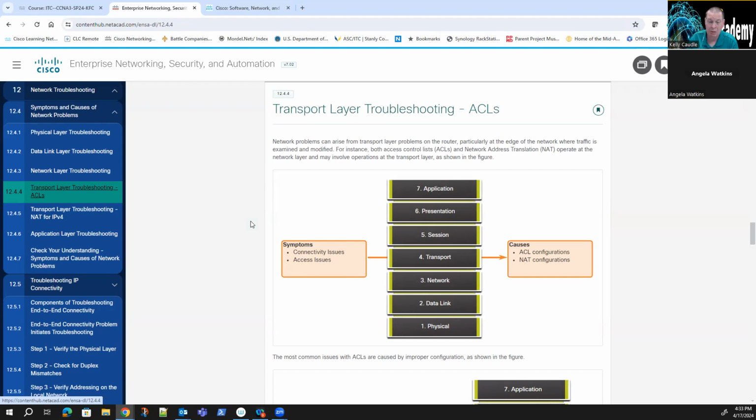It could be someone wrote the ACL incorrectly and they're blocking the port that should be allowed. For instance, they may be allowing web access, but not DNS. And so you can't resolve the DNS, and therefore you can't get to it with a DNS name, but you can get to it with the IP address, things like that.